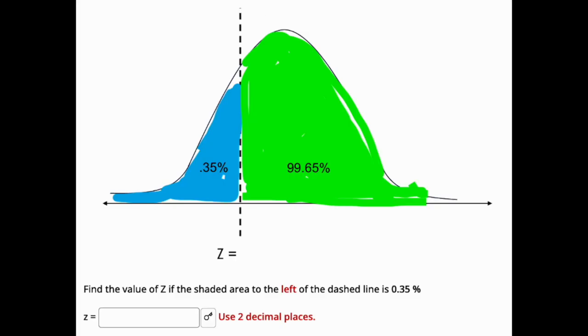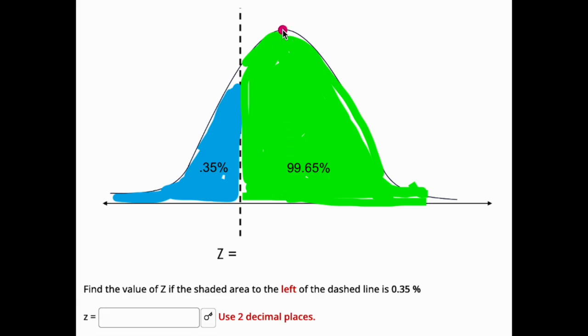So now, looking at our graph again, if this is negative 2.7 here, that means 0.35% lies to the left, which is a very small amount, and then the area to the right is 99.65%, and that z, that negative 2.7, is where that cutoff happens.